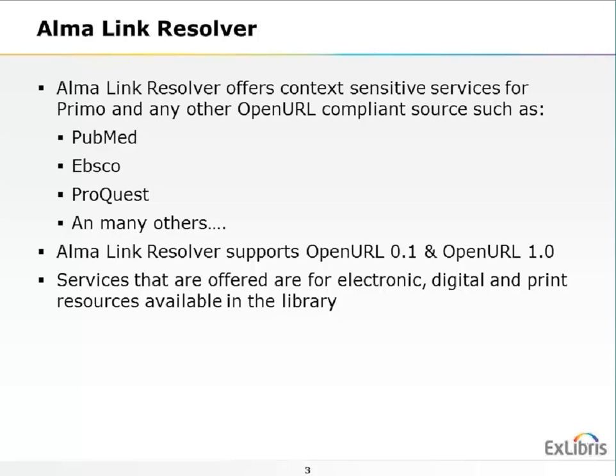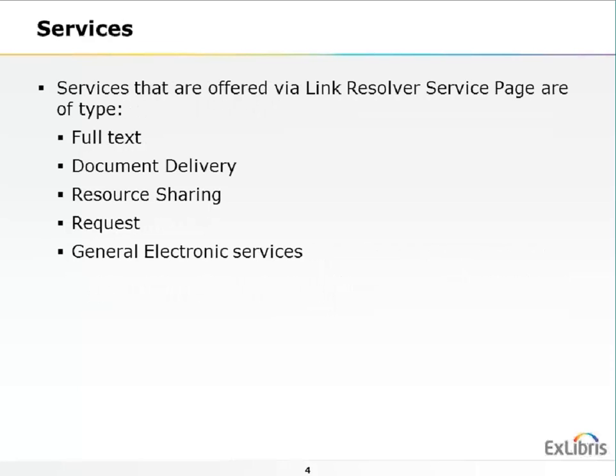It offers print services, electronic services, and digital services, as it is a unified resource management system. And this is very different from SFX, for example, which is also a link resolver, but offers only electronic services, and does not offer print-related or digital-related services. So we'll see examples as we go forward. The different types of services offered by the Link Resolver are full text services, document delivery, resource sharing, request options for physical material, and general electronic services that we'll talk about more in depth later on.